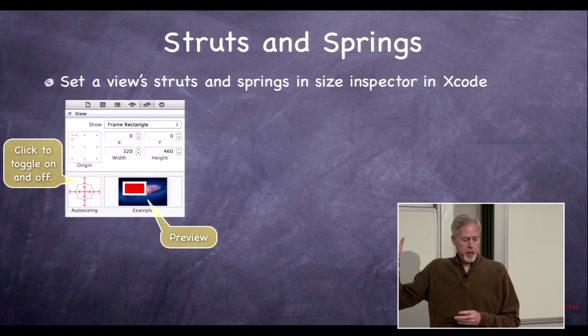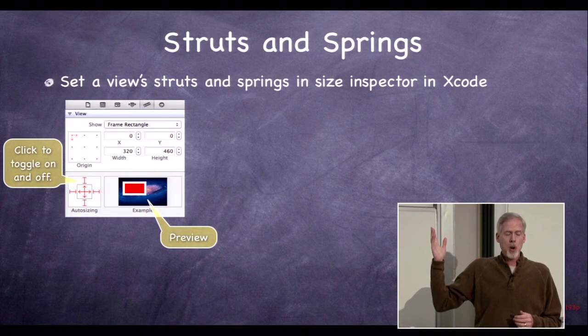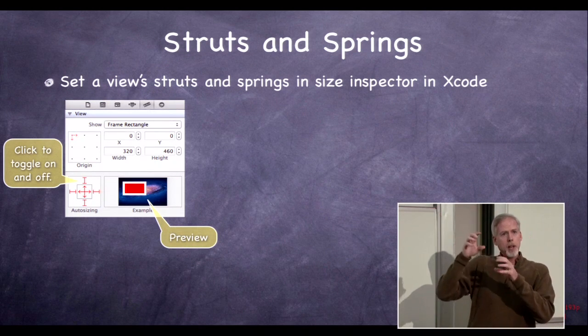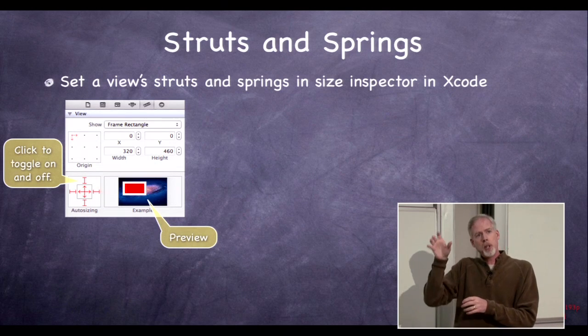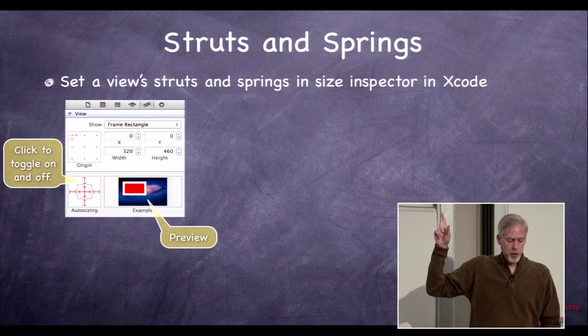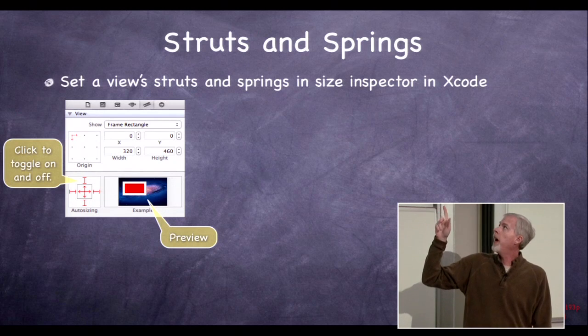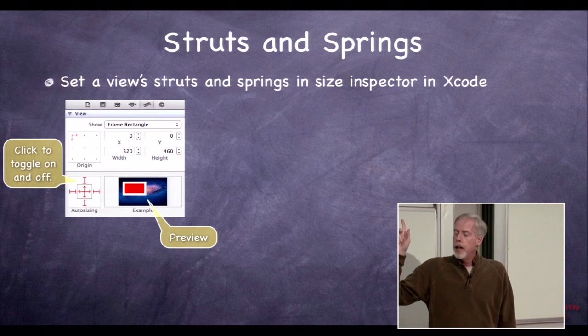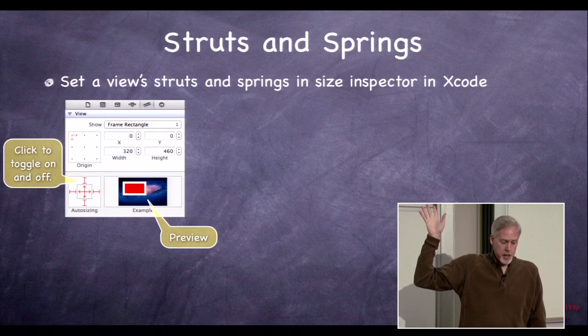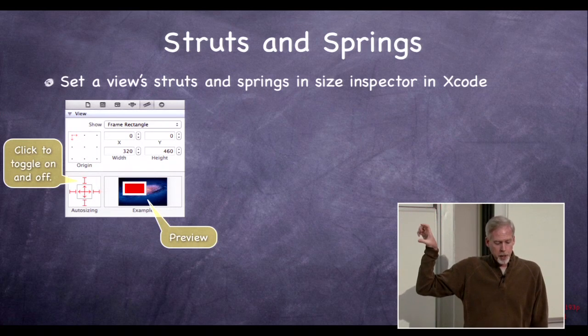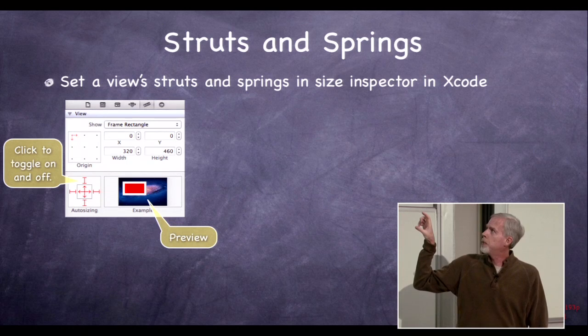So, struts and springs, here's how you set them. You set them with the size inspector in Xcode. This is in the upper right-hand corner, if you have the right-hand utilities area showing, so you can see the little icons on the top for the identity inspector and attributes inspector. So we have the size inspector selected here. At the top of this, you can see the size. And then at the bottom, there's this thing that lets you set the struts and springs.